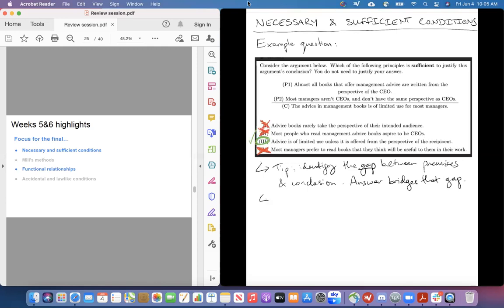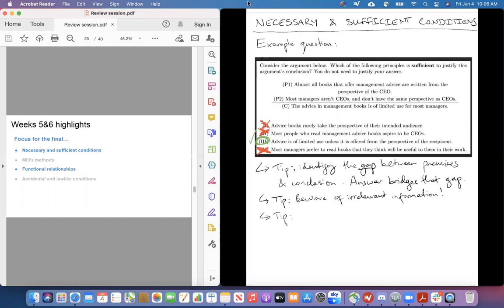Again, just like before, beware of irrelevant information. If you are looking to fill a gap between the premises and the conclusion, and you see an answer choice that talks about something that isn't in the premises and isn't in the conclusion, it's probably not going to bridge the gap for you. So if there's irrelevant stuff in there that should raise a red flag, you should be eliminating it. And that will make this easier for you if you don't know immediately which one is right.